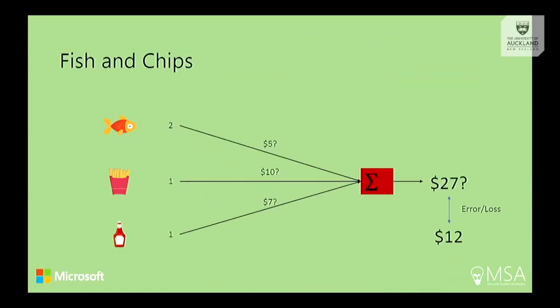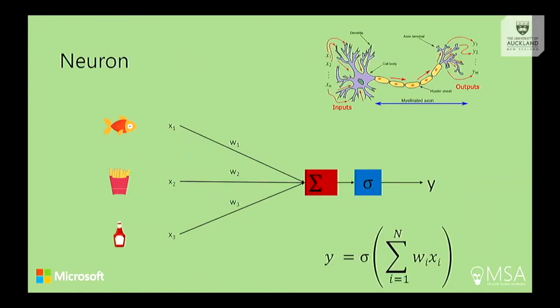But I said this is linear regression. So what is a neuron or a neural network? It's basically the same thing, but there's a nonlinear activation function added to the end of it. So you still have x1 times w1 plus x2 times w2 plus x3 times w3, and then you pass it through this nonlinear activation function.